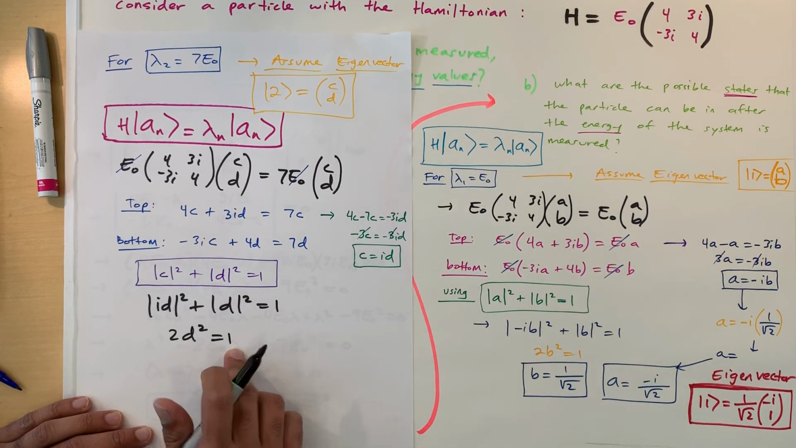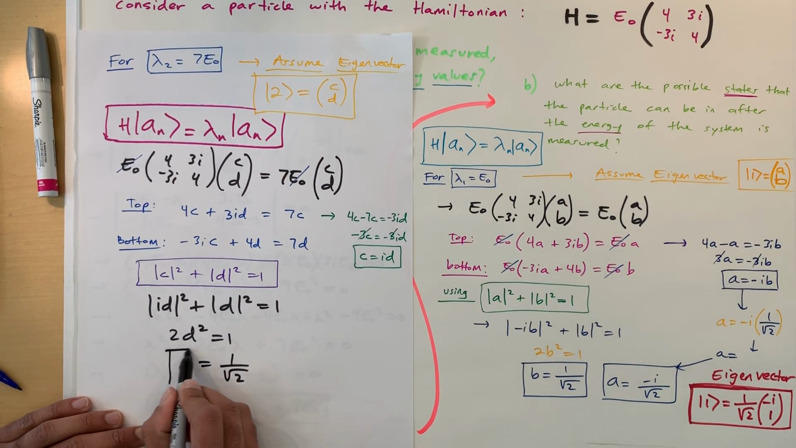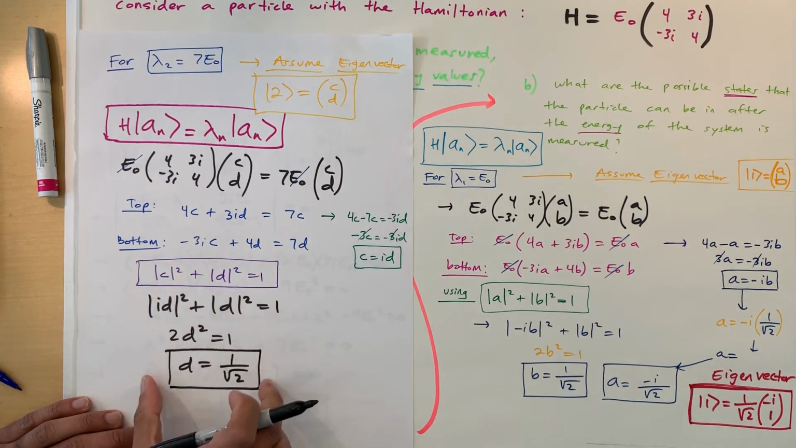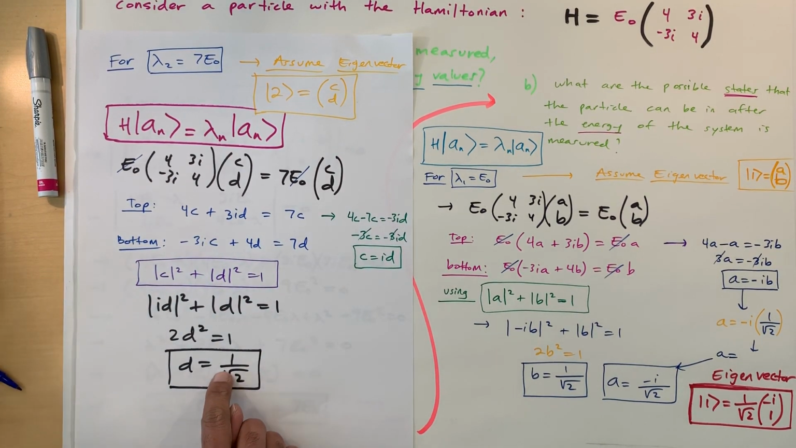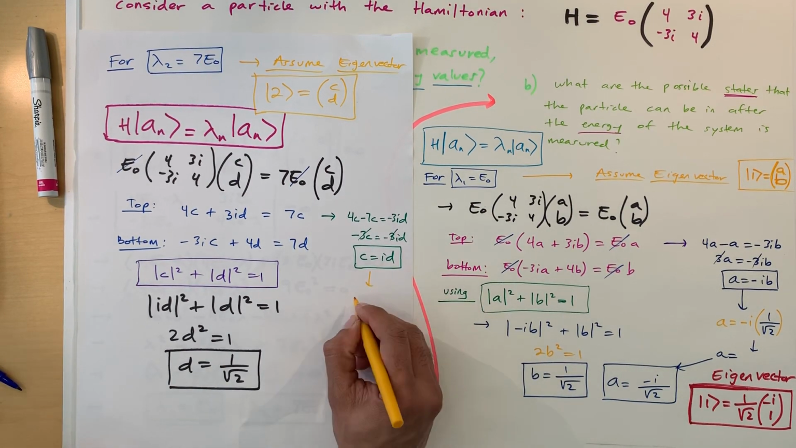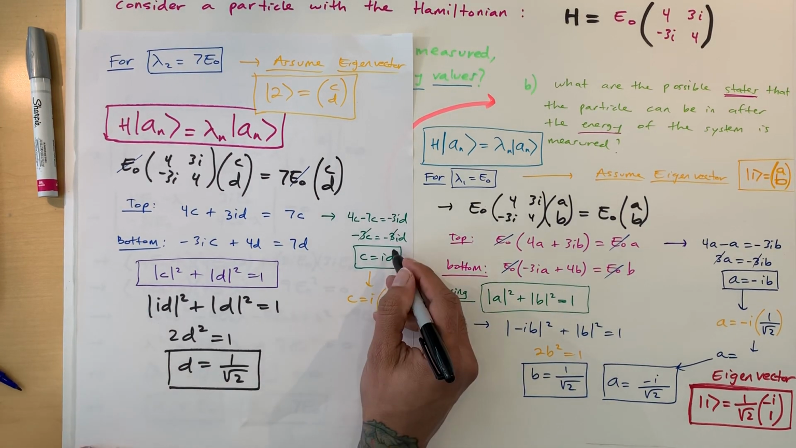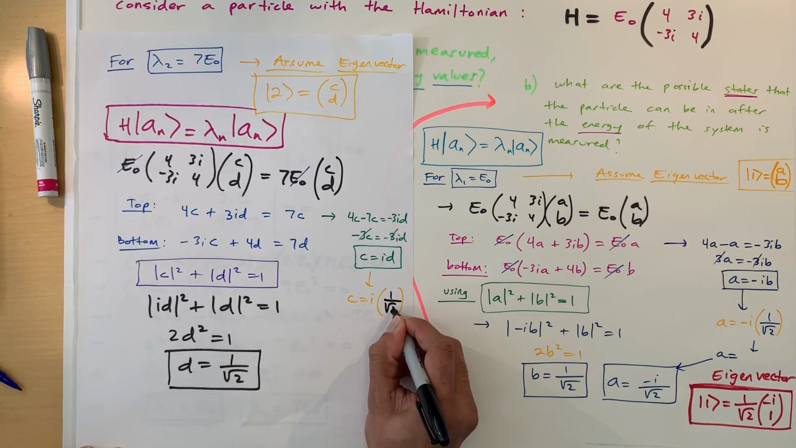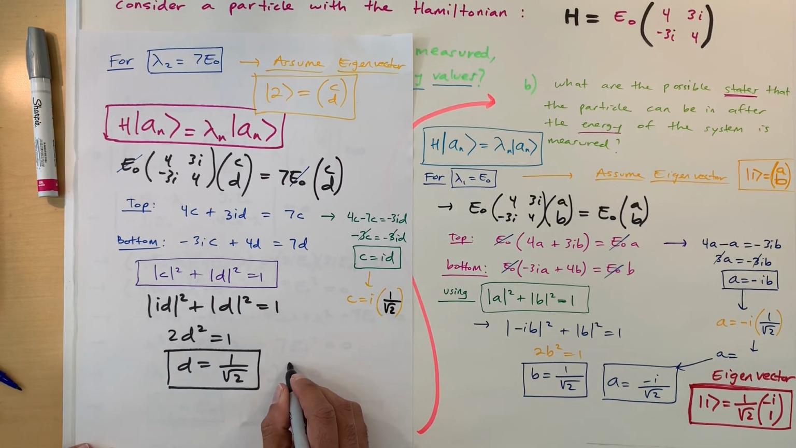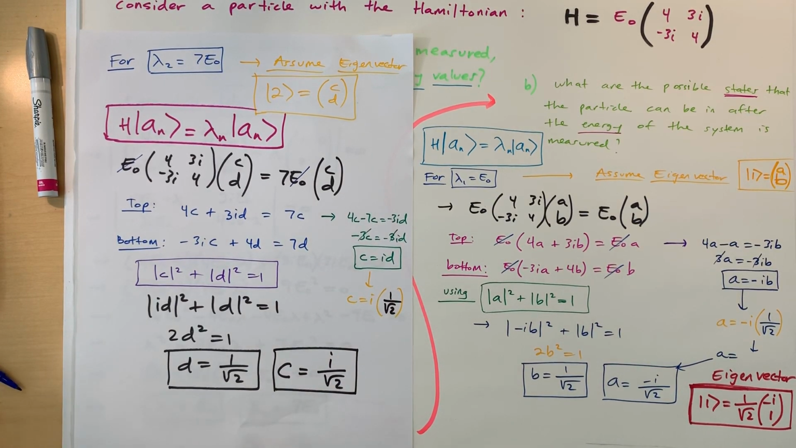So here we're going to get D is equal to 1 over square root of 2. And so this is the true value now that we normalized it. And plugging this into here is going to give us C is equal to i, and then the value we got for D is 1 over square root of 2. And I'll write it here right next to it. C is equal to i over square root of 2. Okay, so now we have our constants.